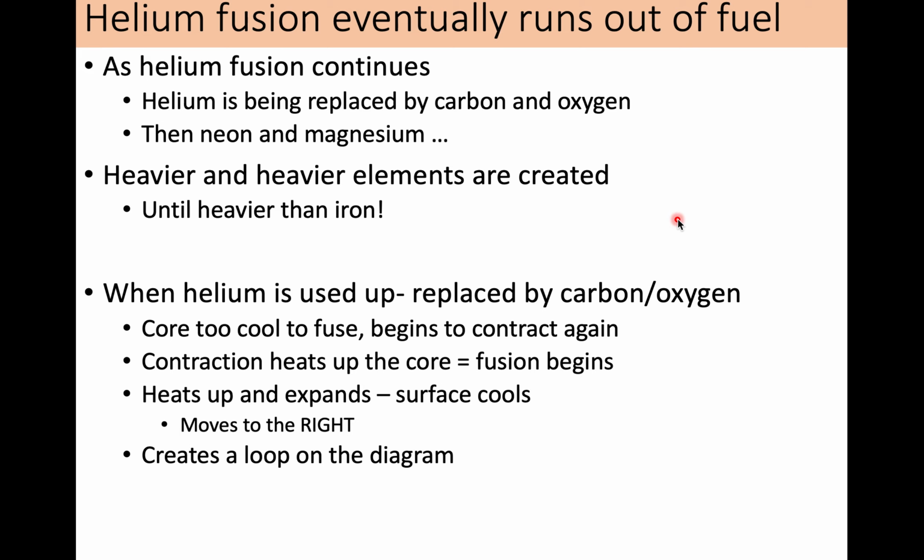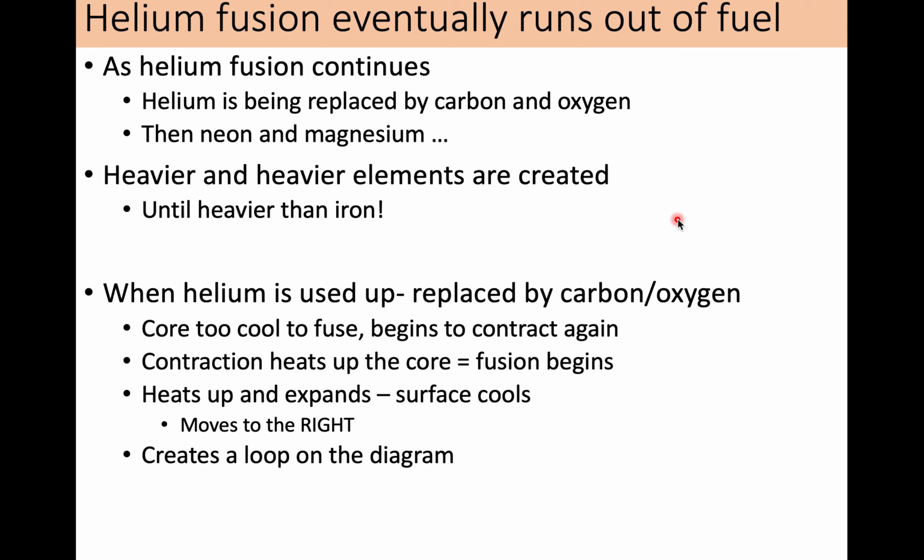Eventually, the core of the star is going to run out of fuel again. So the same way that the star first starts with hydrogen fusion, uses up all the hydrogen, then it starts fusion of helium, the star will eventually use up all of the helium. So what's happening then is as the helium is fusing, it's creating carbon and oxygen. The core of the star is just going to continue fusion of whatever element is there, and it's going to get heavier and heavier each time.